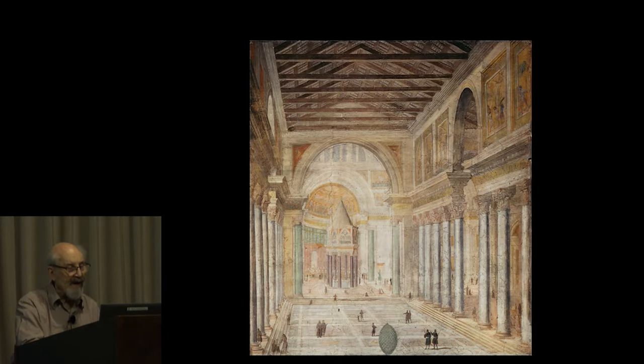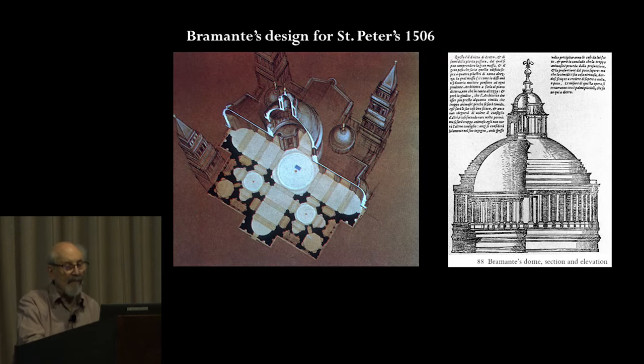With the columns running down the side, wooden roof. And now we come to Bramante's design for St. Peter's, produced in 1506. He absolutely had to make it centralized, so there are four arms to the cross. Is this practical in a church? Maybe not, but that's what he did.